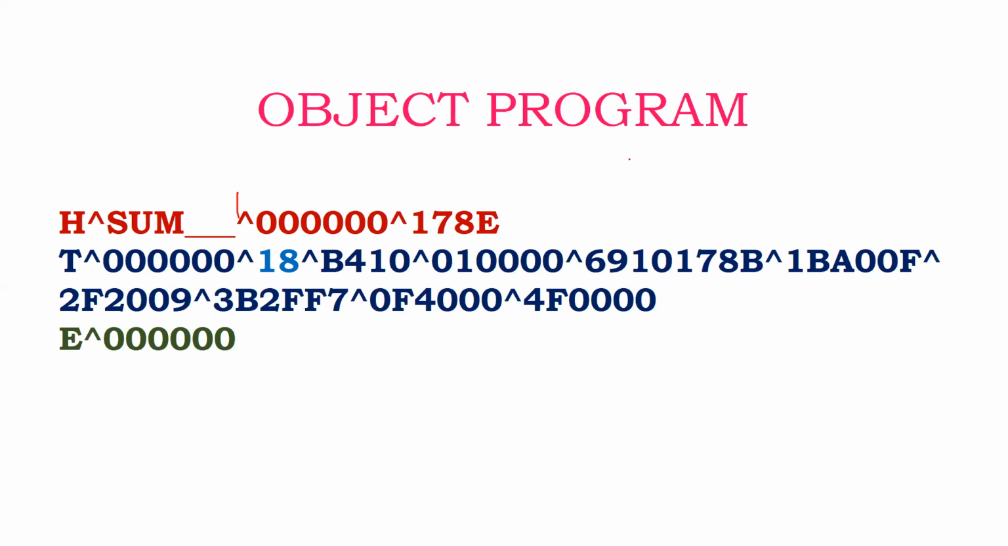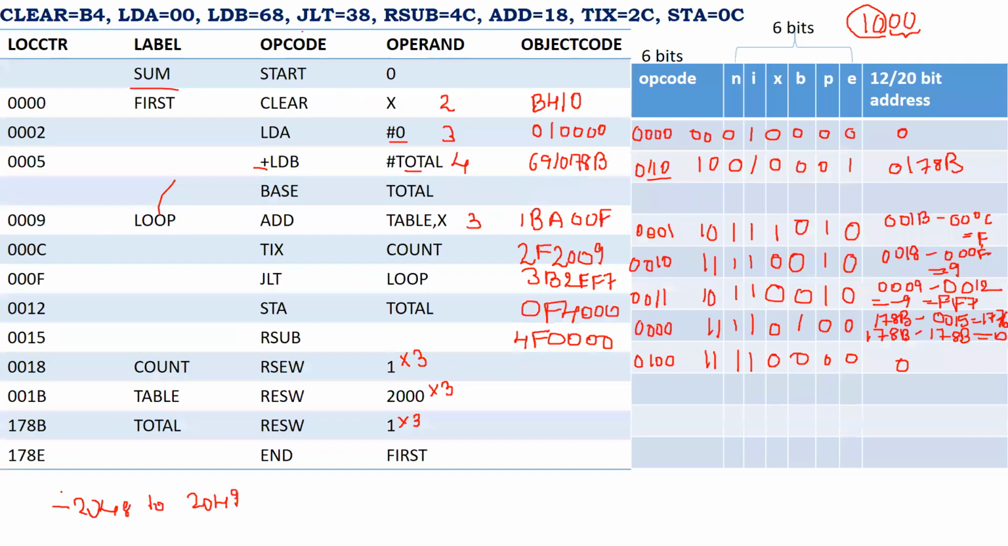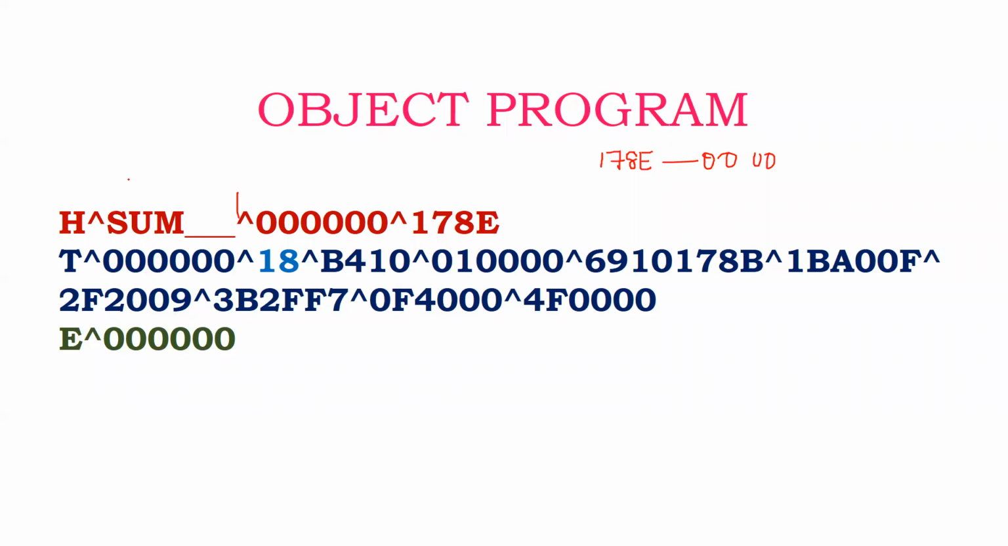So how do we calculate the object program length? It is the end address minus the initial address. That gives the length of the program. So if this is the end and this is the starting, when we subtract, we get 178E. Next row is text. The first column is capital T, which represents the text, and the next 6 columns are the starting address, and I'll explain what 18 is after talking about the next columns.